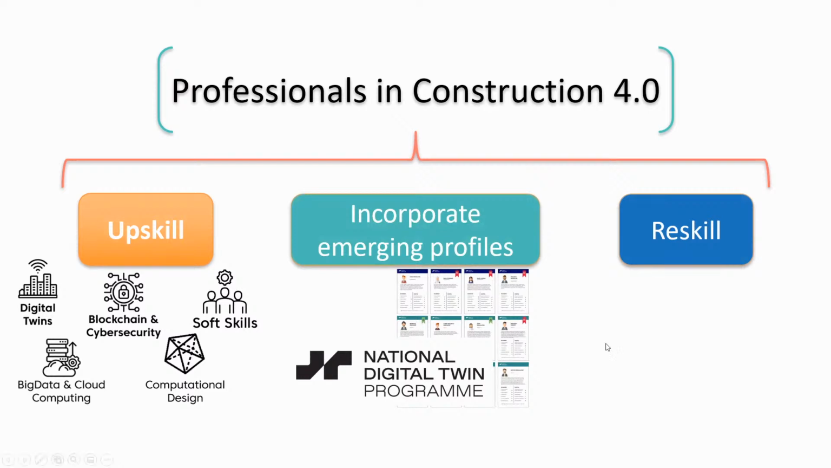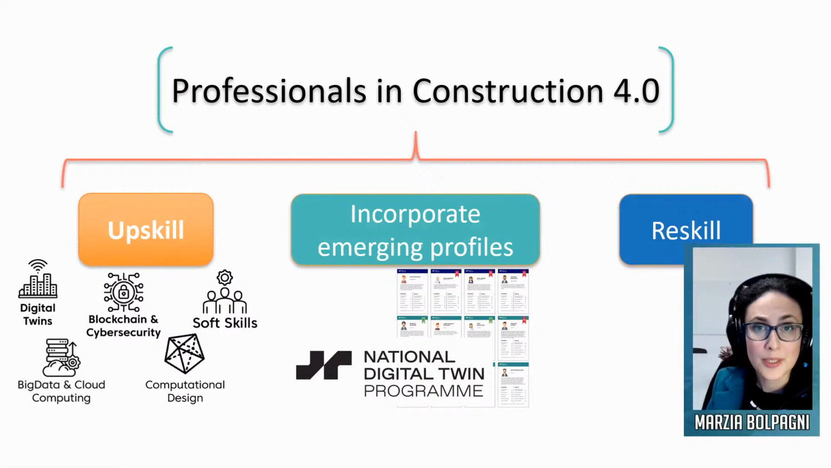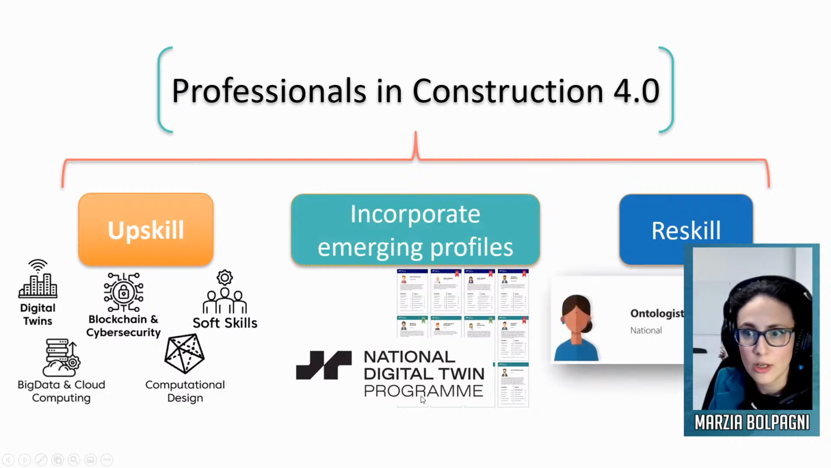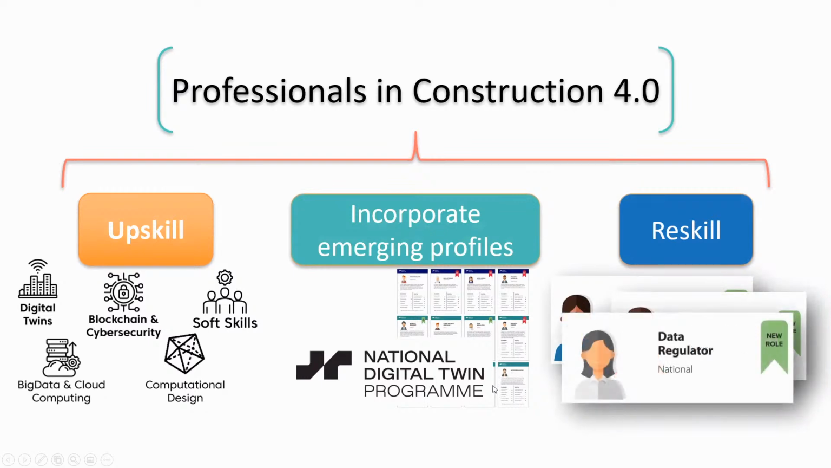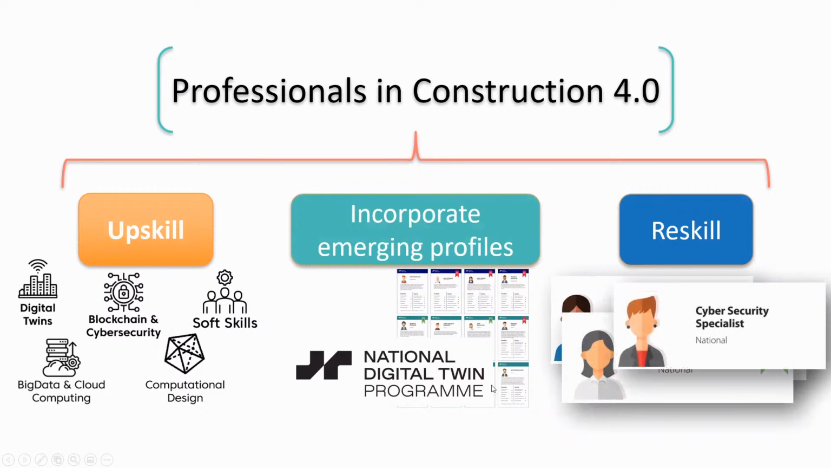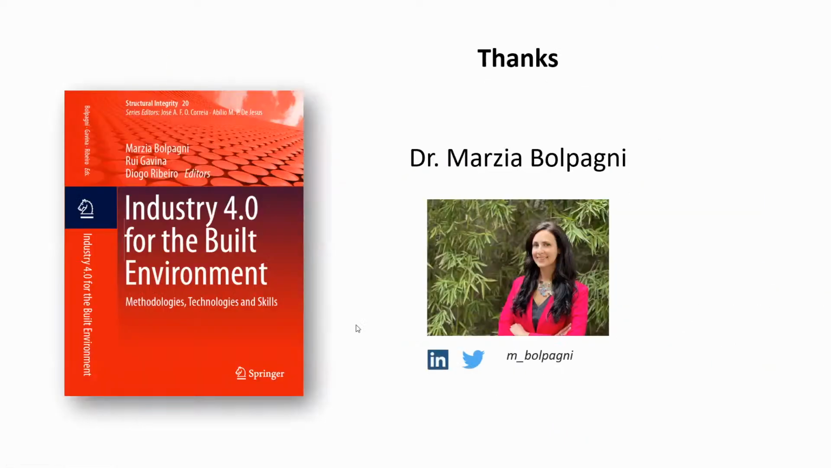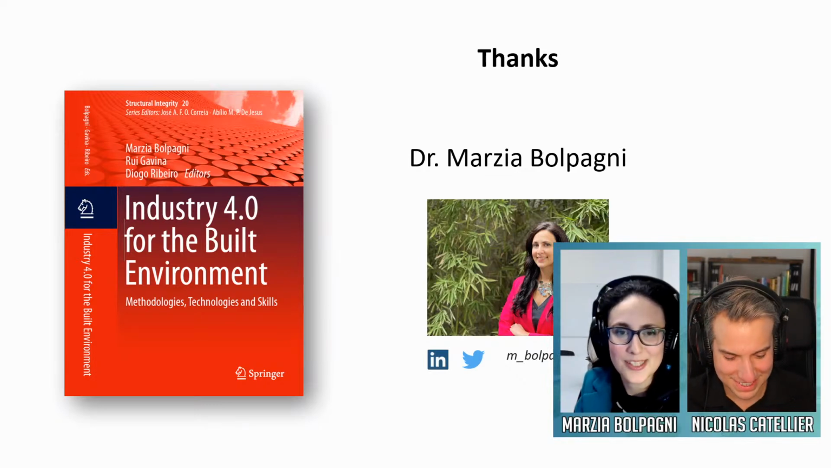And the other thing that might also be useful for you is to think bigger and to think about the next step in your career, because there are emerging roles. And we cover, for example, some of the roles that are part of the National Digital Twinning Programme in the UK, for example an ontologist, how you can be a digital twin architect, how you can be a data regulator, how you can be a cybersecurity specialist, and so on. So that was a little bit of the presentation. And of course, I'm happy to answer your questions and to go into more detail about those.